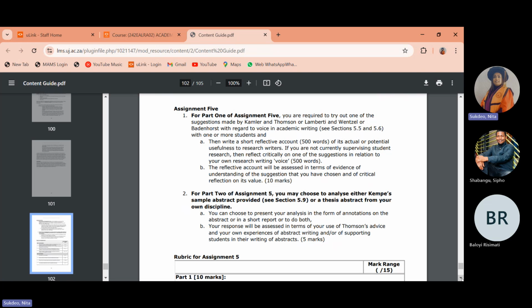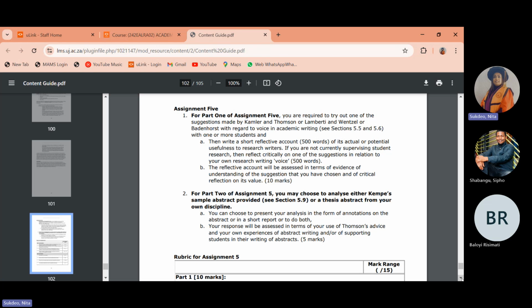You are reflecting on what is your take back from everything you've learned from Unit 1 to Unit 5, either as a supervisor or, if you are not supervising at the moment, what you would have liked your supervisor to have done. B, the reflective account will be assessed in terms of evidence of understanding of the suggestion that you have chosen and of critical reflection, and this entire thing is 10 marks.